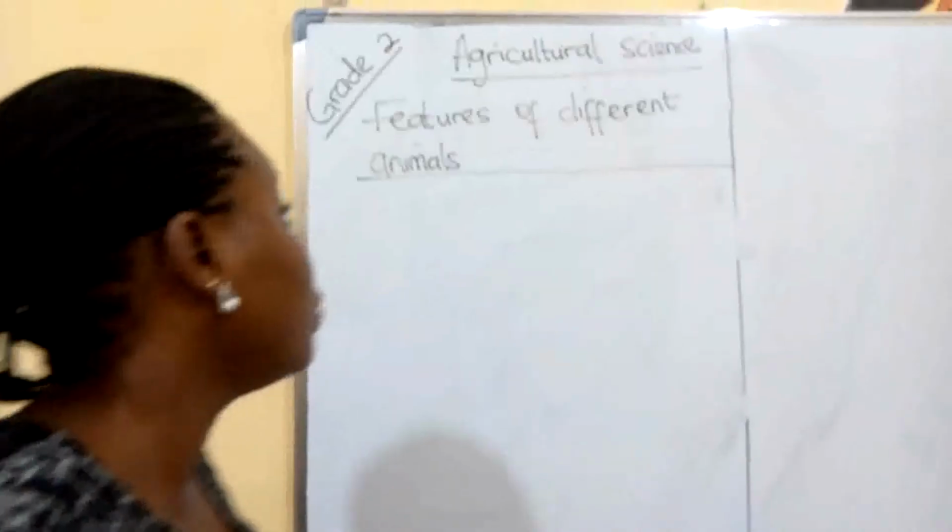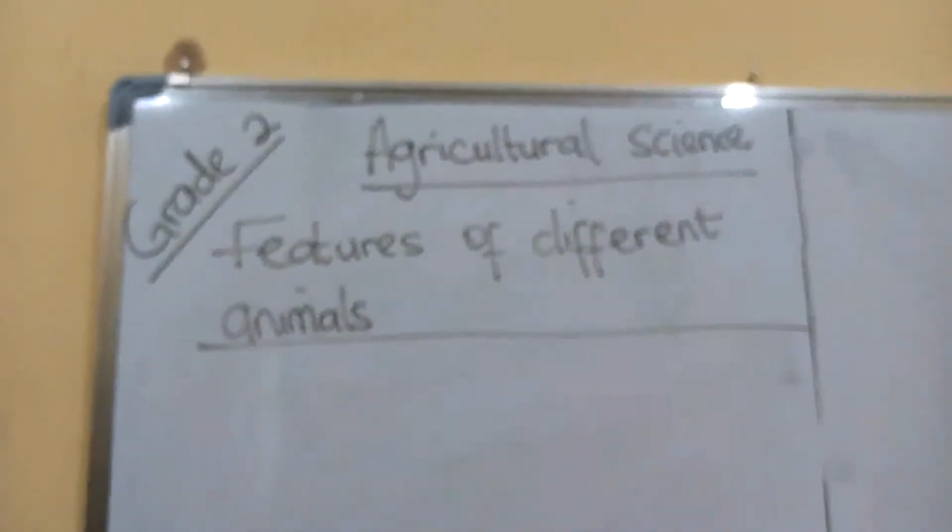Characteristics of animals. And we said when you want to know the characteristics of animals, you use the formula Mr. Niger D. Okay, today we are going to talk about features of different animals.